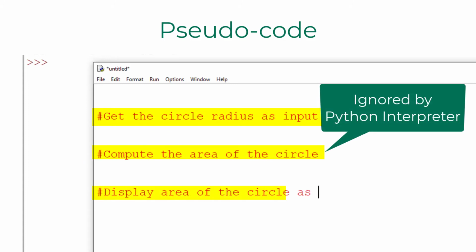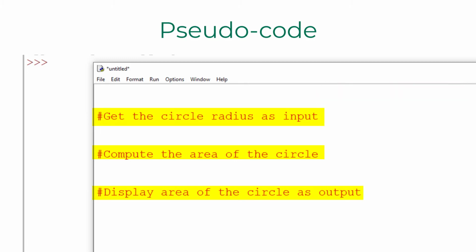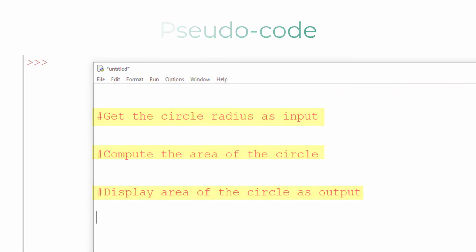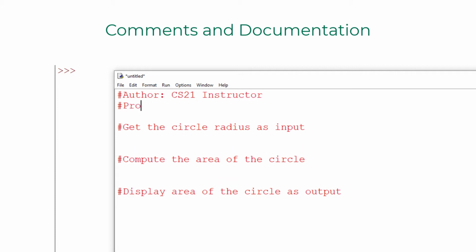The pseudocode I've written here is for a program that takes radius as input, computes area of the circle, and displays it. Comments are also used as a documentation for your program. Typically, the author info as well as the program description are written at the top of the program. You are required to do the same in all of your homework submissions.